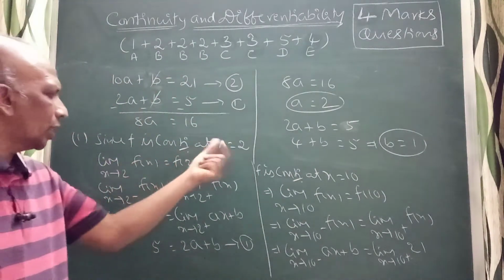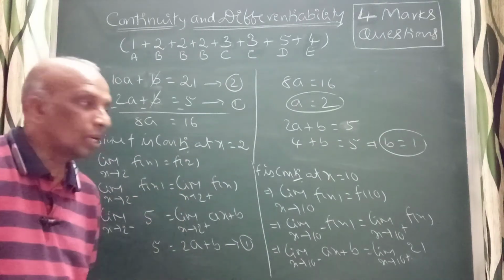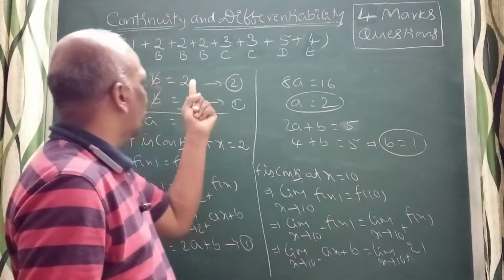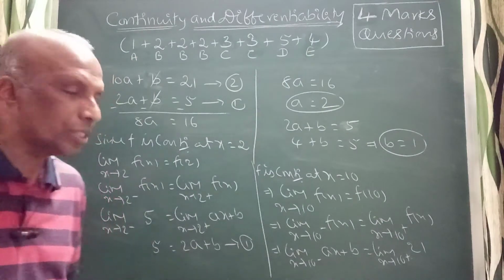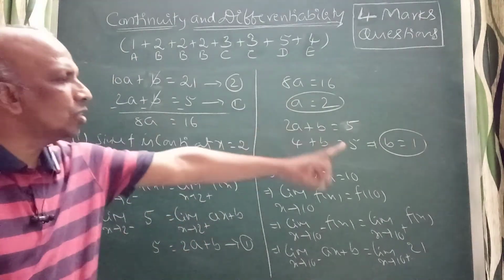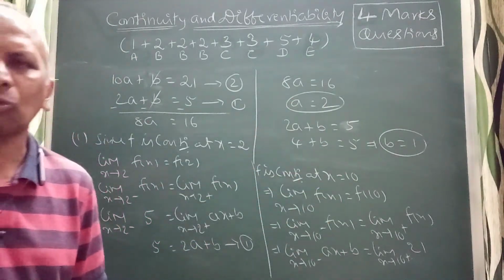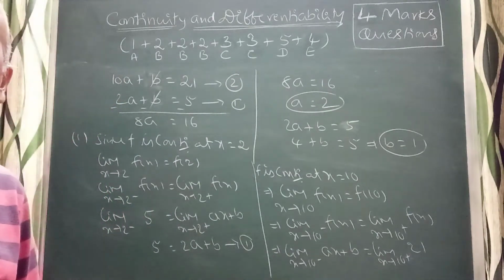Since it's continuous at 2, we get one equation. Continuous at 10, we get one more equation. Solve those two equations, then we get a is equal to 2, b is equal to 1. I will explain the next problem now.